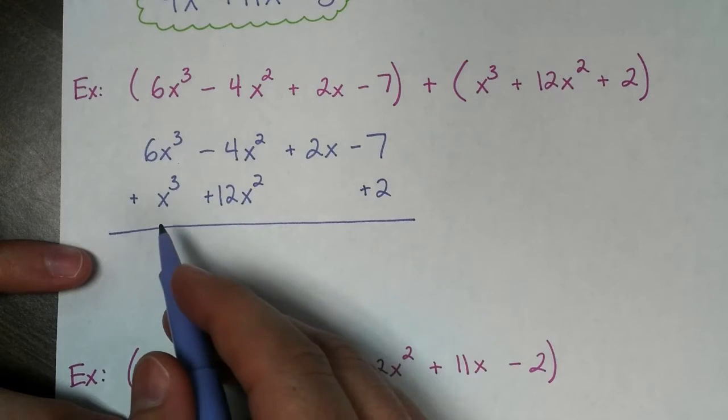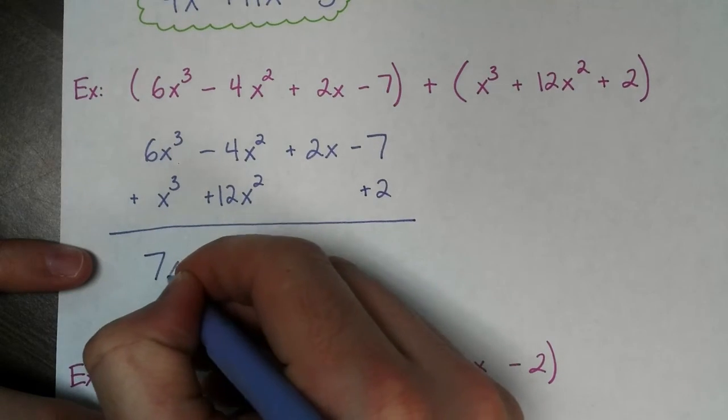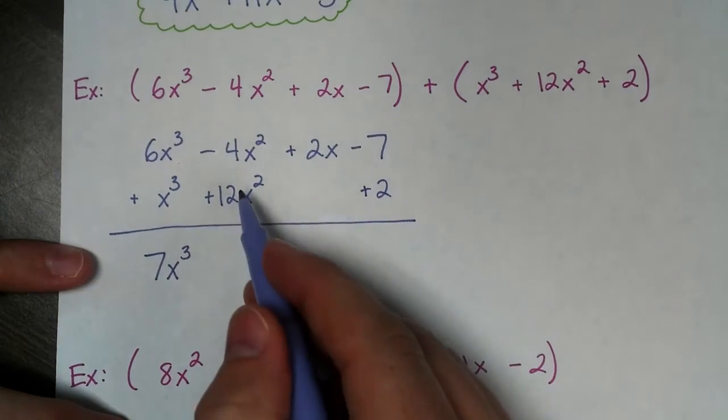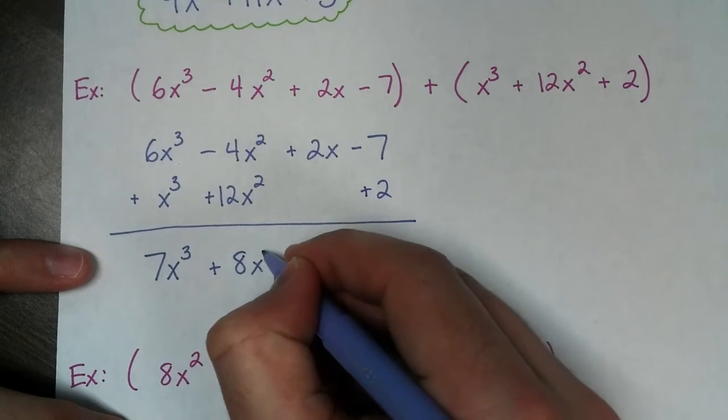Alright, so let's finish out the problem. We have 6 plus, this would be a 1 right here, so 6 plus 1 is 7, so 7x to the third. Negative 4 plus 12 would be a positive 8x to the second.